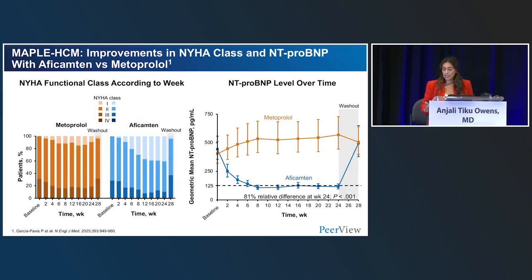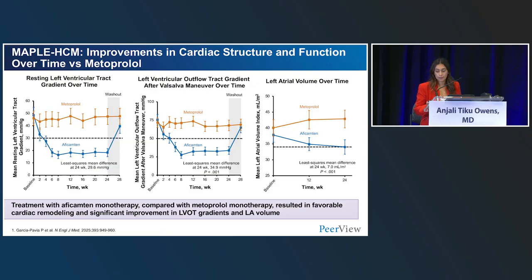When we looked at NYHA functional class, again, you can see that more patients achieved NYHA functional class 1 in the aficamten group at week 24 in the light blue than did in the metoprolol group in the light orange. And the NT-proBNP, the metoprolol group, again, got a little bit worse in their NT-proBNP, and hopefully we'll have some time to discuss those findings, versus aficamten, where we had a pretty prompt and significant decrease in NT-proBNP.